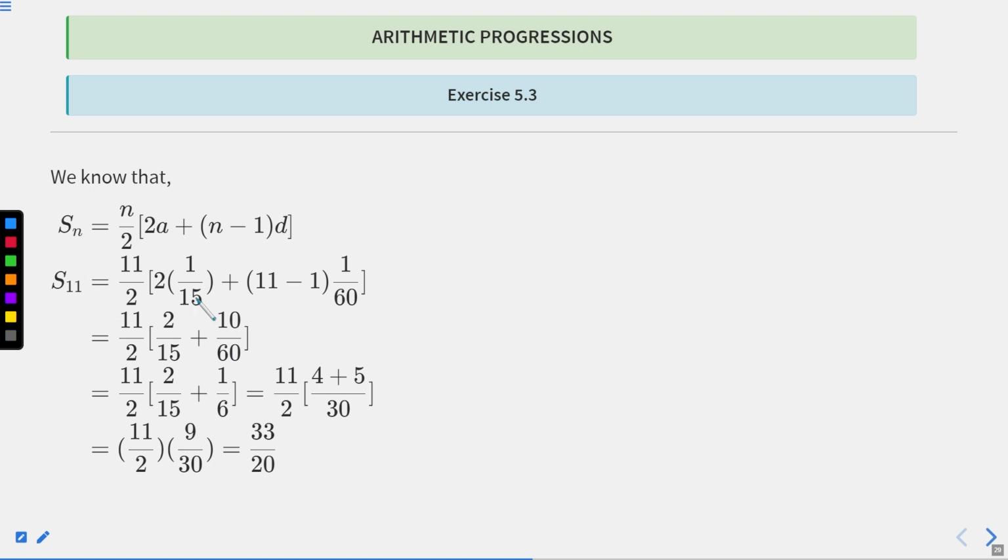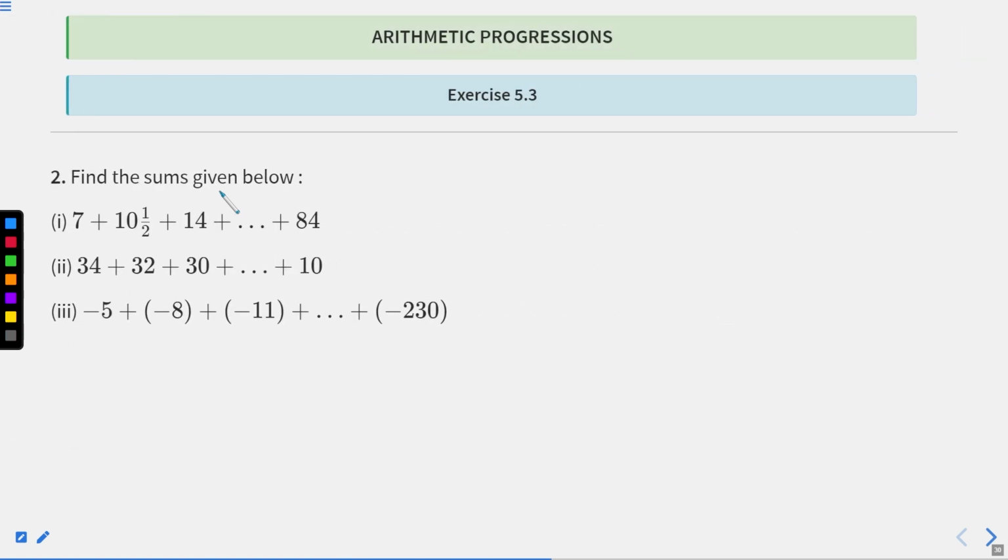So S11 is equal to 11 by 2 times (2 times 1 by 15 plus (11 minus 1) times 1 by 60). And if we simplify this, then we will get 11 by 2 times (2 by 15 plus 10 by 60). That is equal to 11 by 2 times (2 by 15 plus 1 by 6). This is equal to 11 by 2 times (4 plus 5) divided by 30. And this is equal to 11 by 2 times 9 by 30. This is equal to 33 by 20. So the sum of the terms of this AP, S11, is equal to 33 divided by 20.